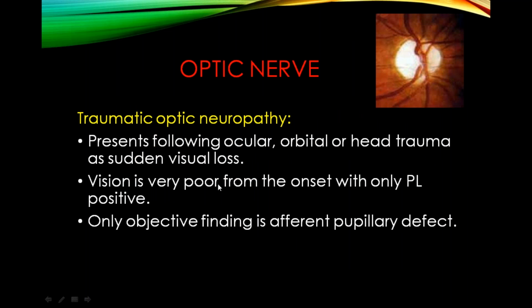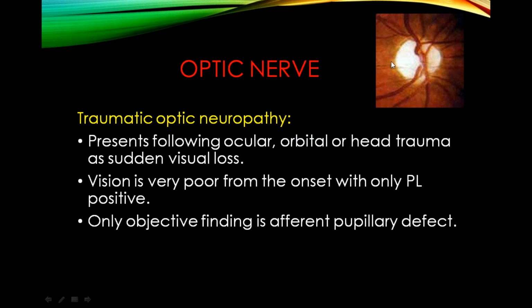Traumatic optic neuropathy usually presents following ocular, orbital or head trauma as sudden vision loss. Vision is very poor from the onset, with only PL positive, that is perception of light. The only objective finding is an afferent pupillary defect.